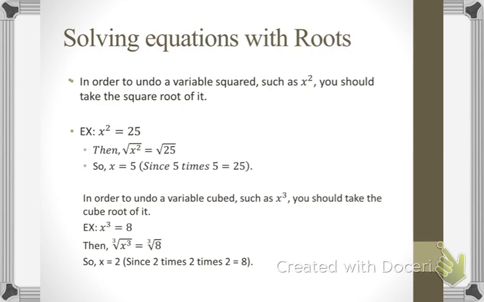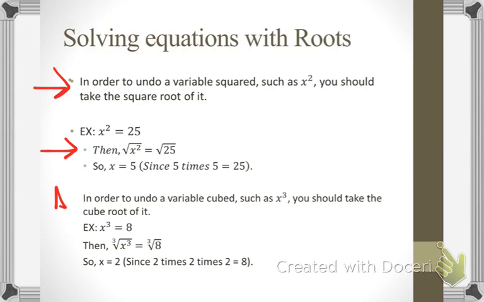Last thing, solving equations with roots. In order to undo a variable squared, such as x squared, you should take the square root of it. So for example, I've got x squared equals 25. To solve that, I'm going to take the square root of both sides, which is what I did right here. The square root of x squared equals the square root of 25. The square root of x squared, that radical sign and the exponent of 2 cancel each other out. So I'm left with x equals, the square root of 25 is 5, because 5 times 5 gives me 25.